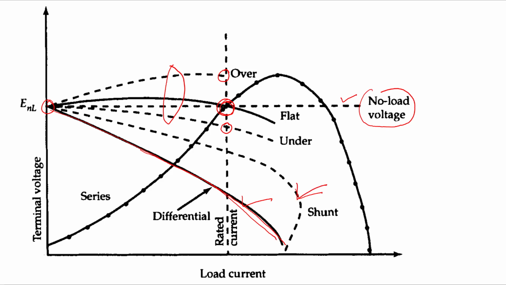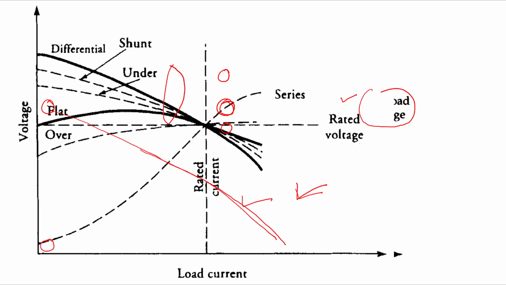Now this is shunt, right? And of course series, we told this is your residual voltage, then it will go up, right? So this is the characteristic we have seen. This is the external characteristic.